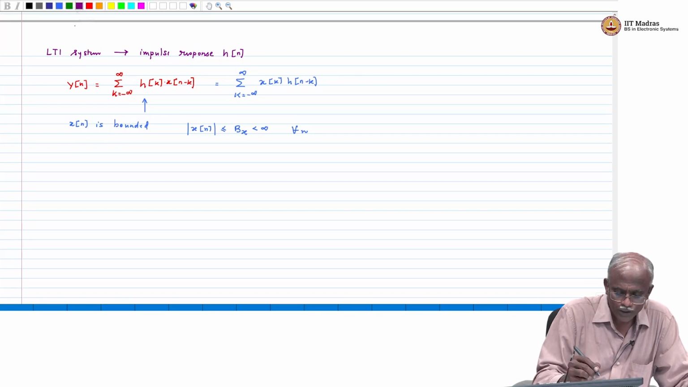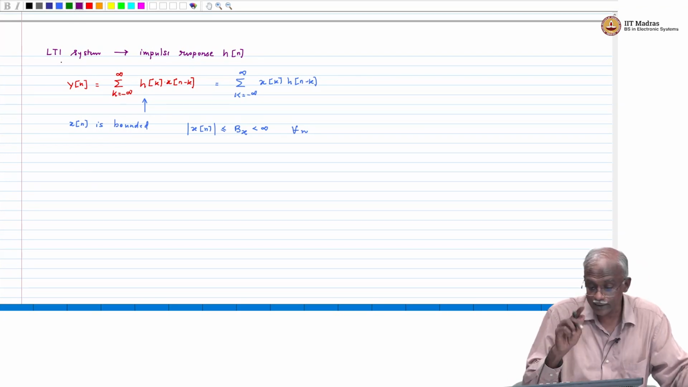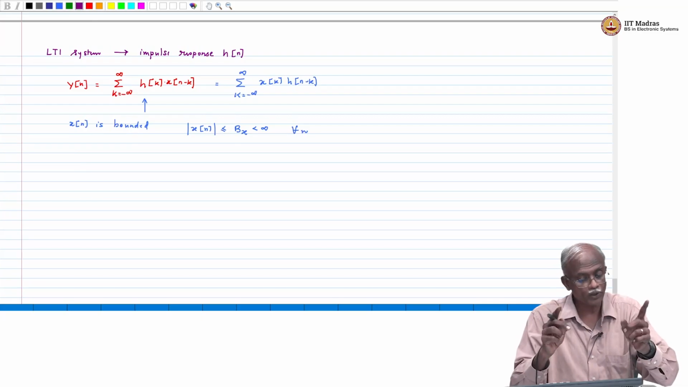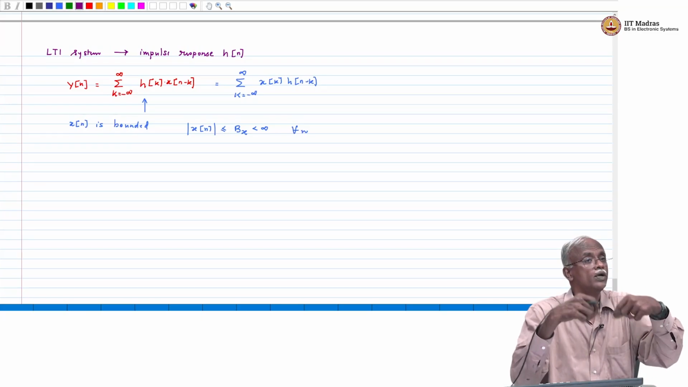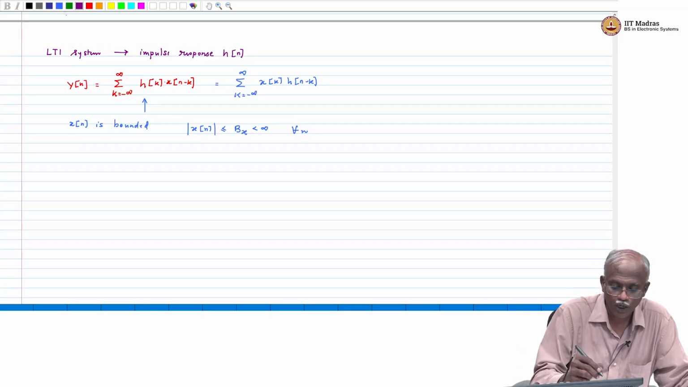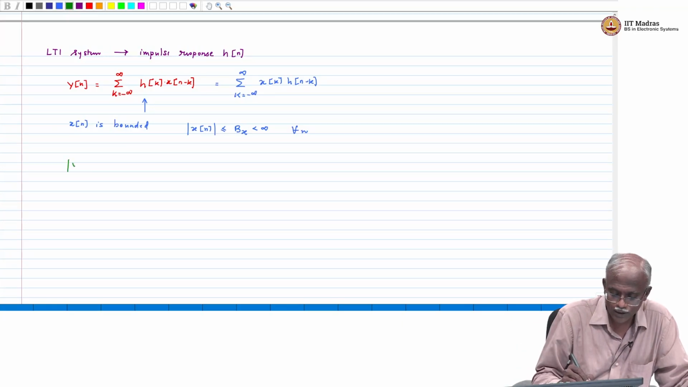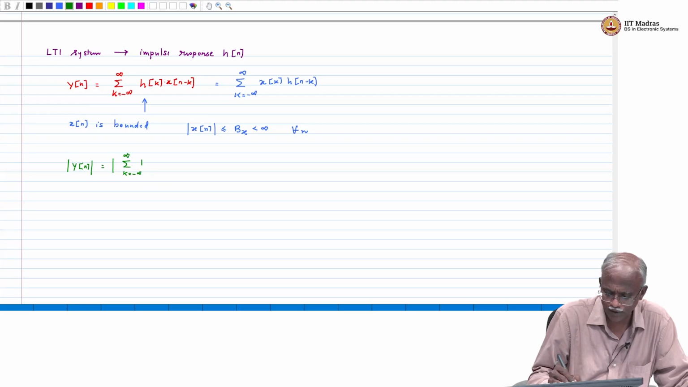Now, my goal is to find out whether this LTI system, which has this input-output relationship, given that I am supplying a bounded input, will it produce a bounded output? So, I want to look at modulus of y of n. That will be equal to the modulus of what is on the right hand side, summation k equal to minus infinity to infinity h of k x of n minus k.